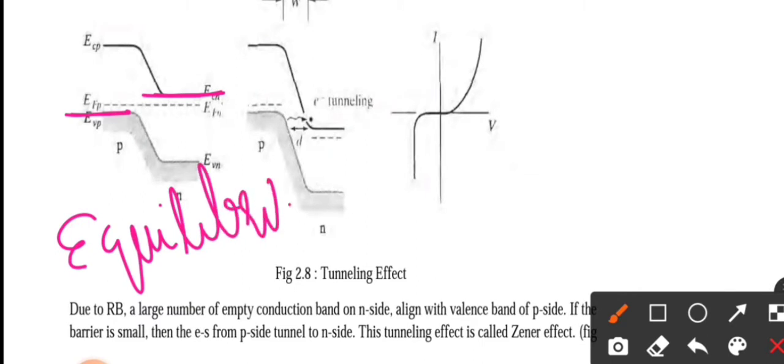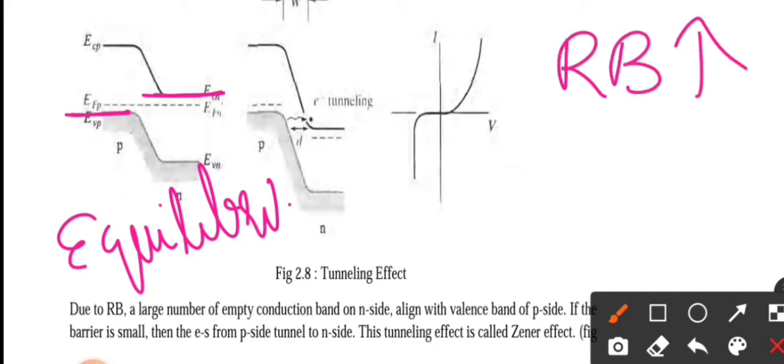So when this reverse bias is increased, this is at equilibrium. Both the Fermi levels are aligned. There is a little gap between the valence band of p and the conduction band of n. So what will happen if the reverse bias is increased? The electric field will increase and there will be a sharp band bending. So the valence band and the conduction band will align almost in the same line, opposite to each other.